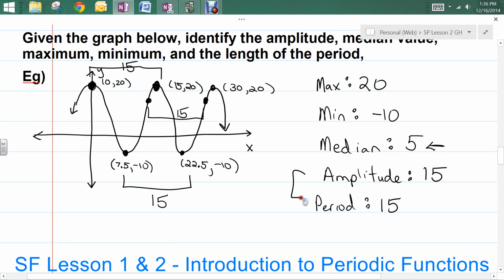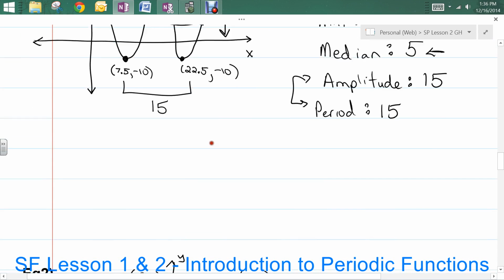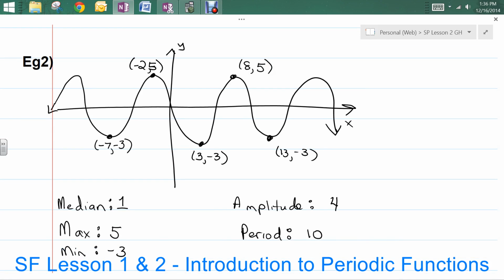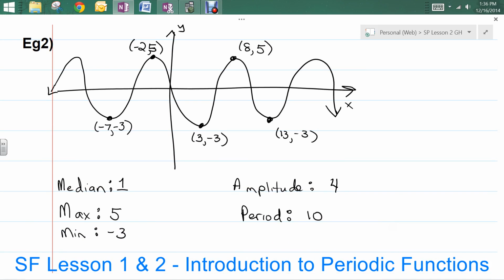You guys yesterday asked, are the amplitude and period always the same? No, it was just coincidence. So you looked at this next question. Here we did this one. The median was 1, the maximum was 5, the minimum was -3. It was 4 from the middle to the max, or 4 from the middle to the min. So the amplitude is 4, and the period was 10.